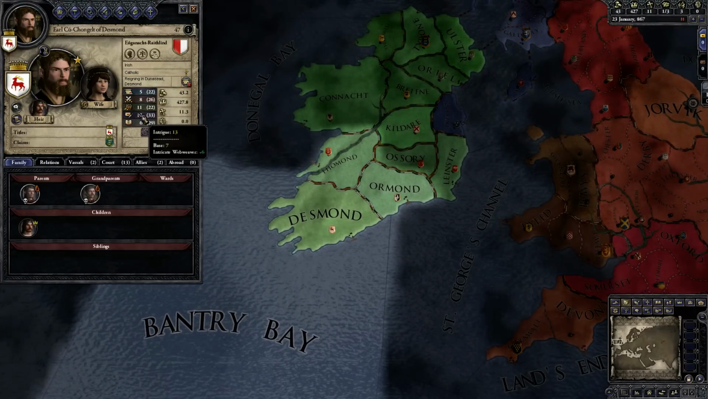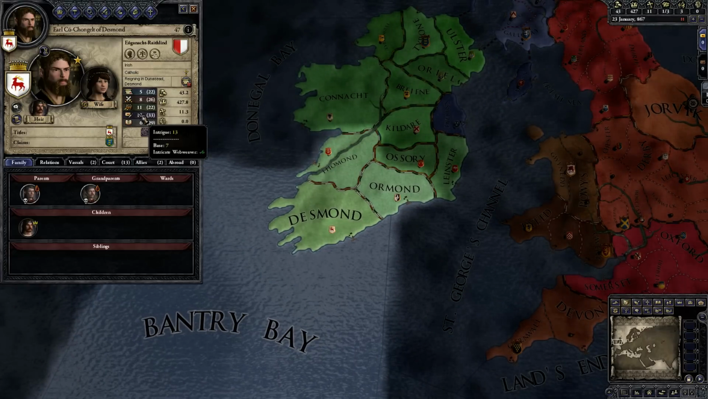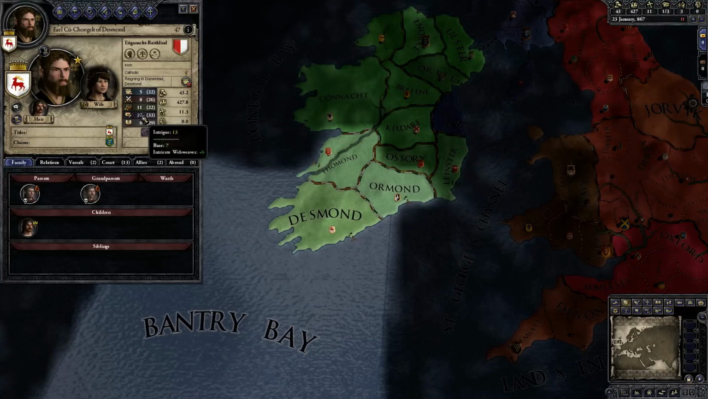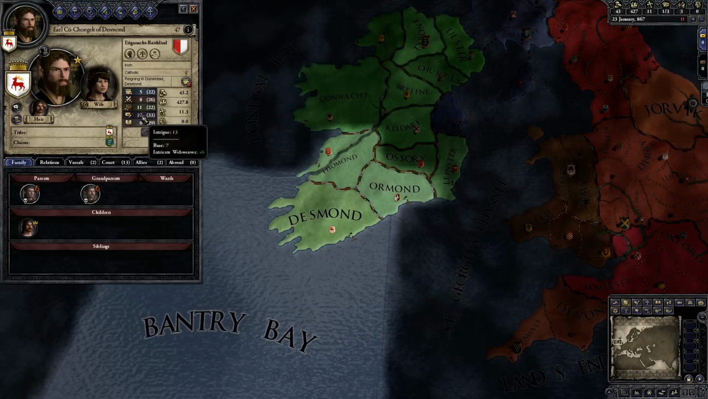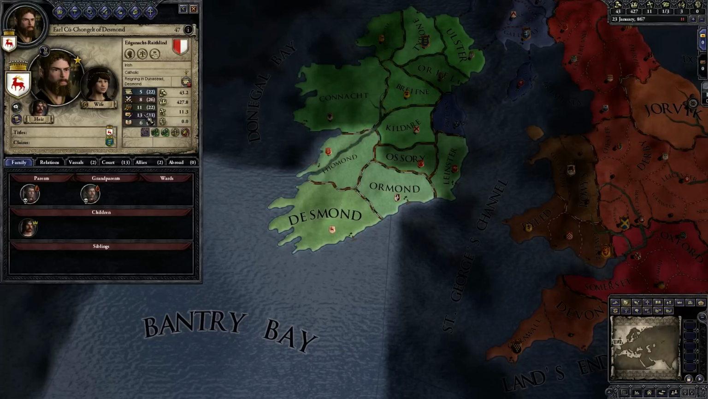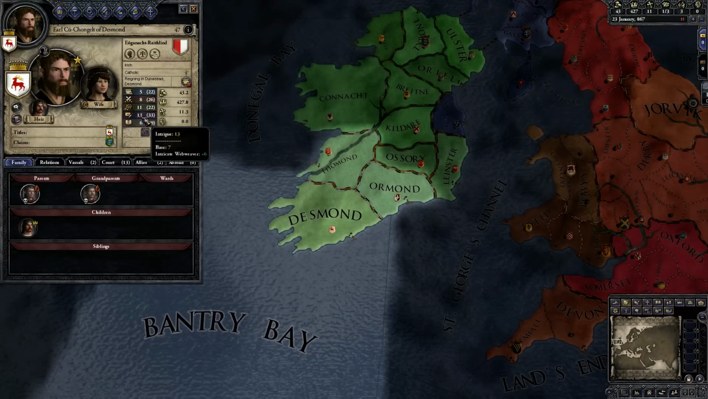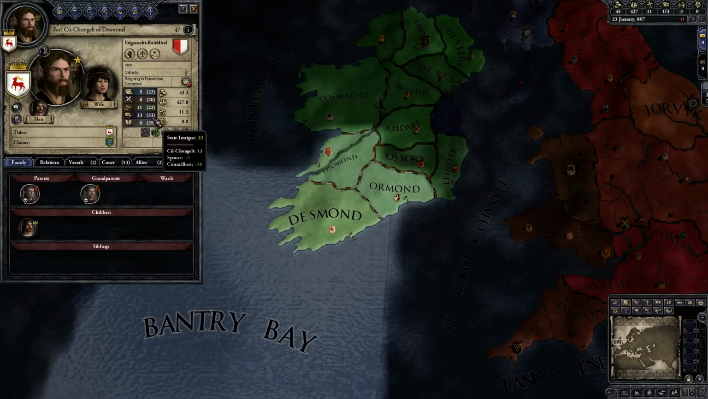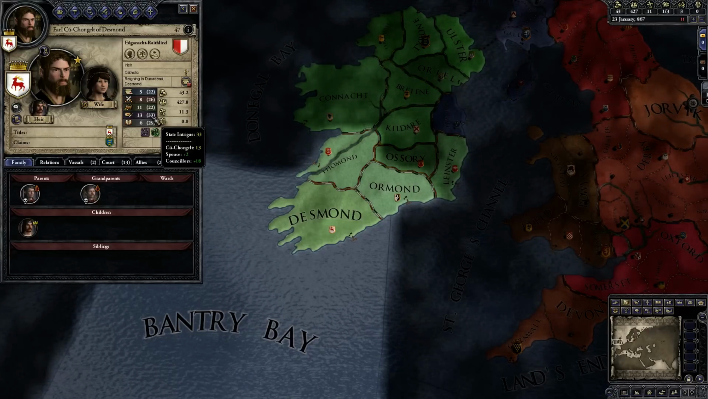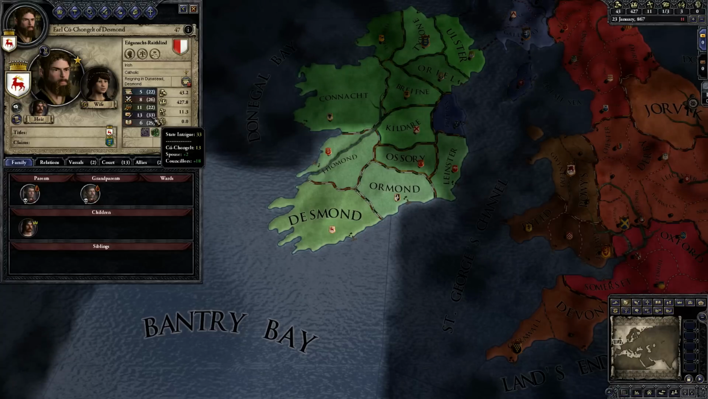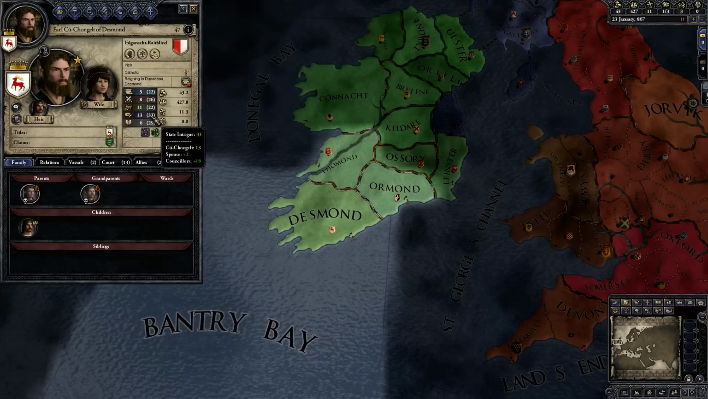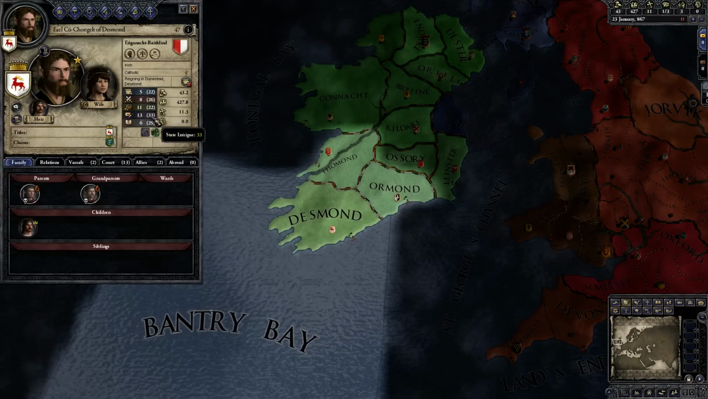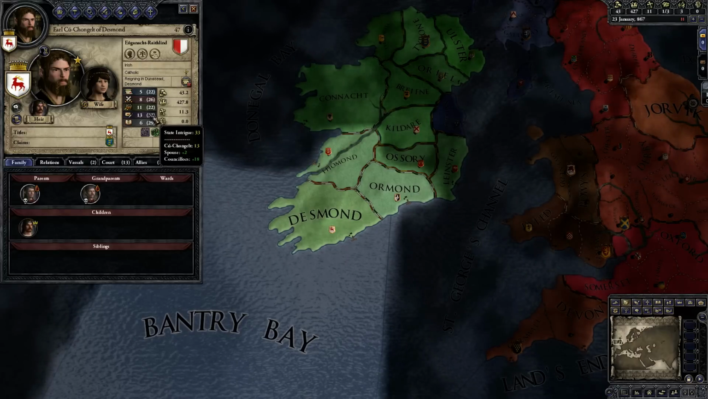So intrigue affects things like your ability to plot against other characters. And it also, most importantly, protects you from other characters plotting against you. The higher your personal intrigue, the less likely you are to get killed in a plot. The higher your state intrigue, the less likely other characters are to get plot power against you. And also your state intrigue, as we've learned, affects your arrest chance if you are going to go and try to arrest somebody.